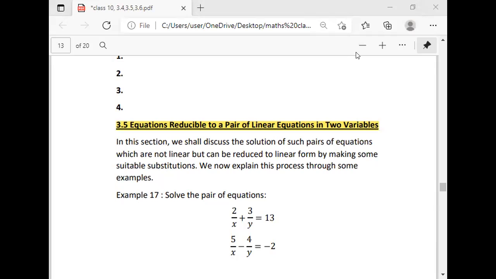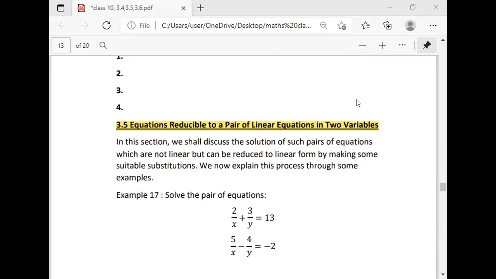So we will take 2 common in 2 upon 3. Then on 3 upon 5 we will take common 3. Then 5 upon 3 we take common 5. Then there is minus 4 upon y. That's okay, you have already said it. Now go to the next step.